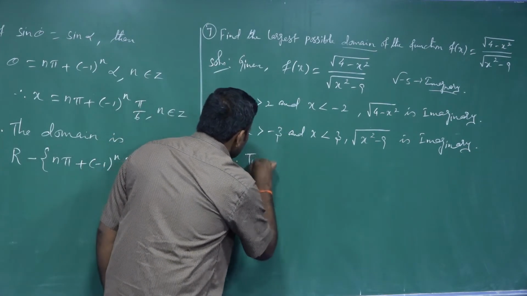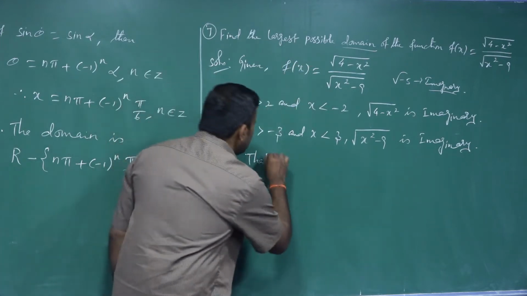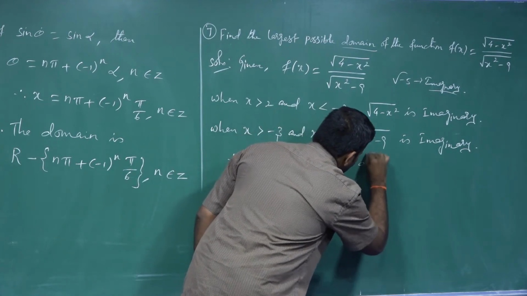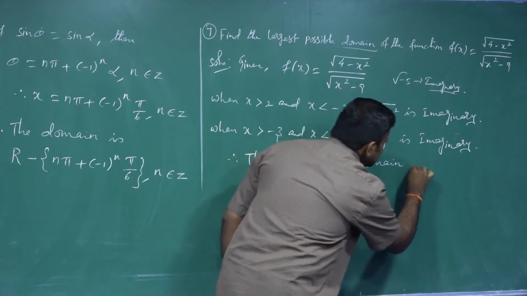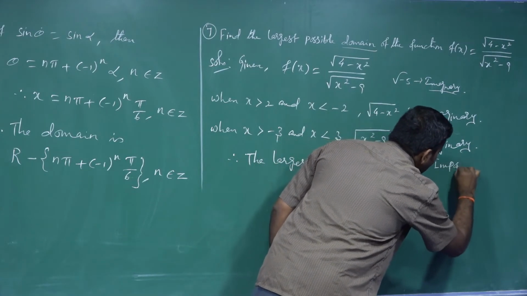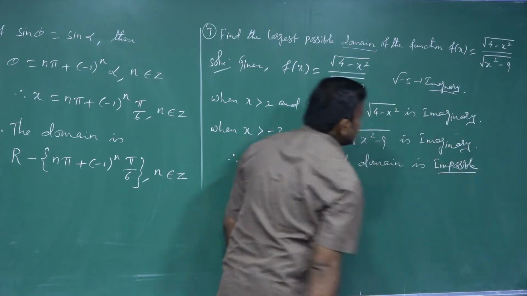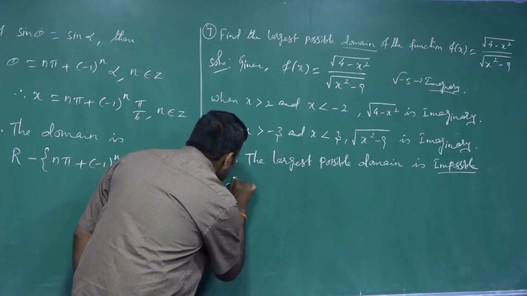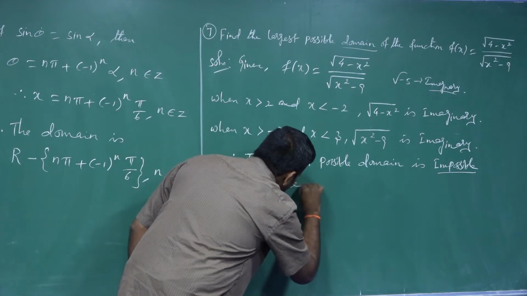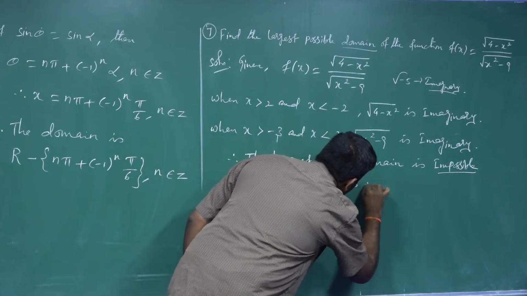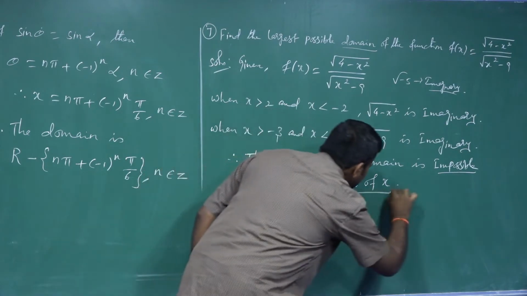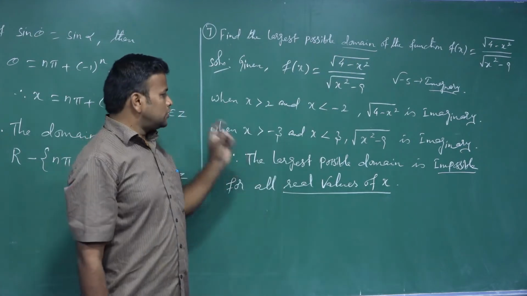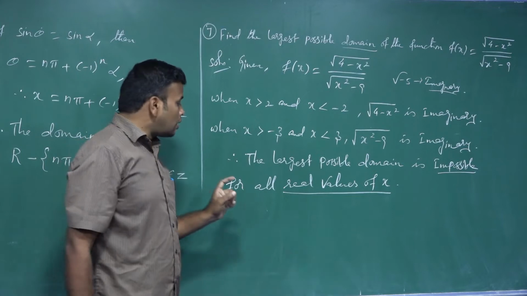Therefore, for our given question, the largest possible domain is impossible, or not possible. We write it in two words, this is important. The largest possible domain is impossible for all real values of x. So these lines are important. Our question is to find the largest possible domain for the real valued function. So in this function, the domain is impossible for all real values of x.